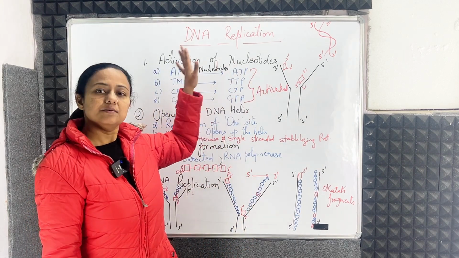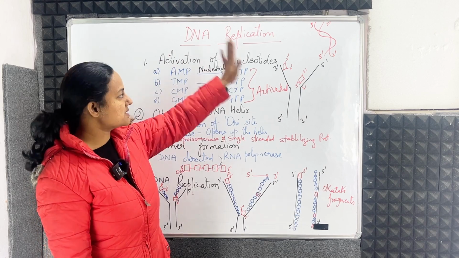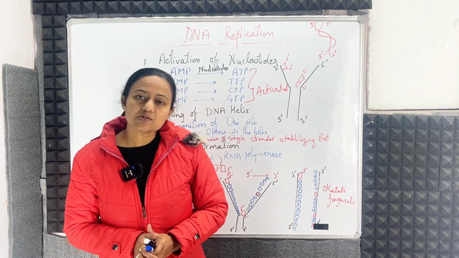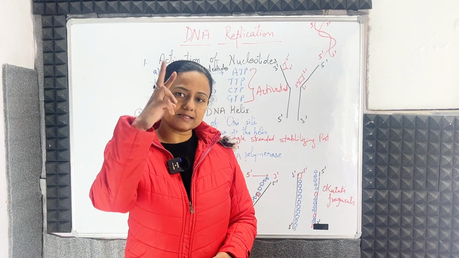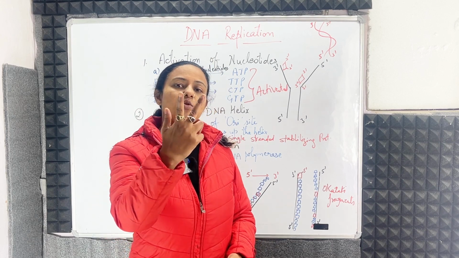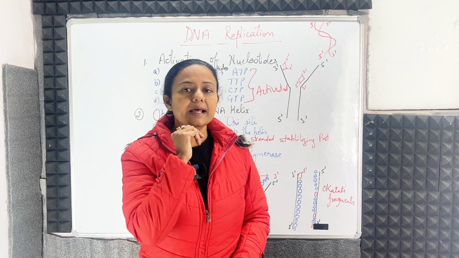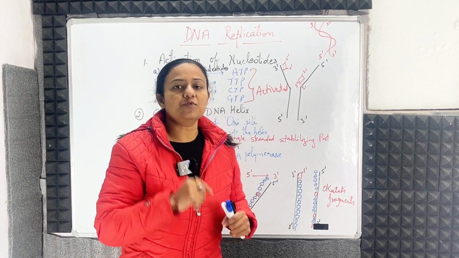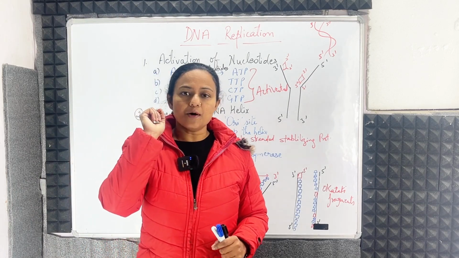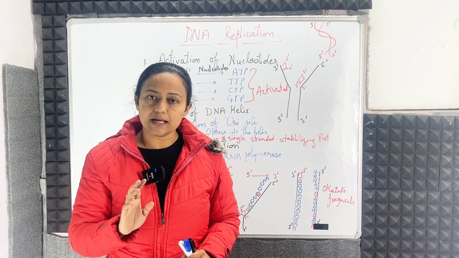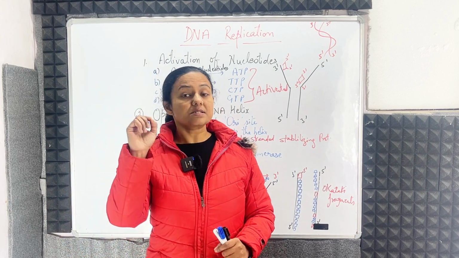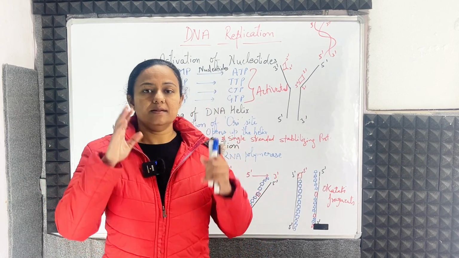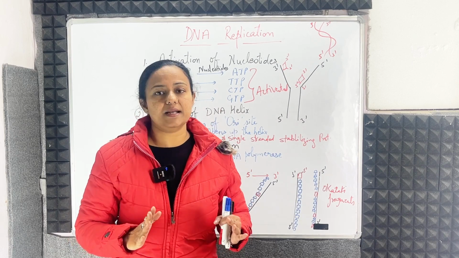Now all the nucleotides which were in inactive form are converted into their active form, that is, into triphosphates. Now your double helical DNA, which is a coiled structure, has to open. When it opens, first of all it has to recognize from where DNA has to replicate. The site from where DNA will start replicating is called the Ori site. So first of all, the Ori site has to be recognized.